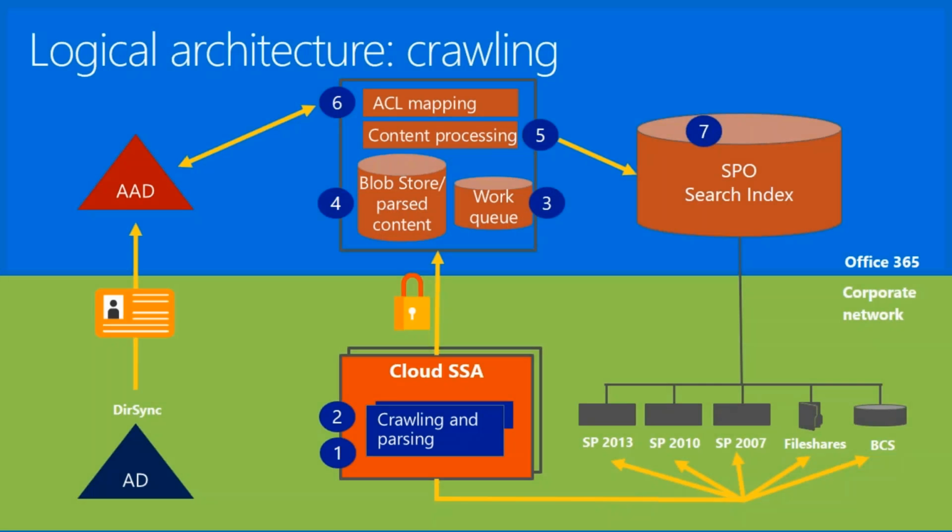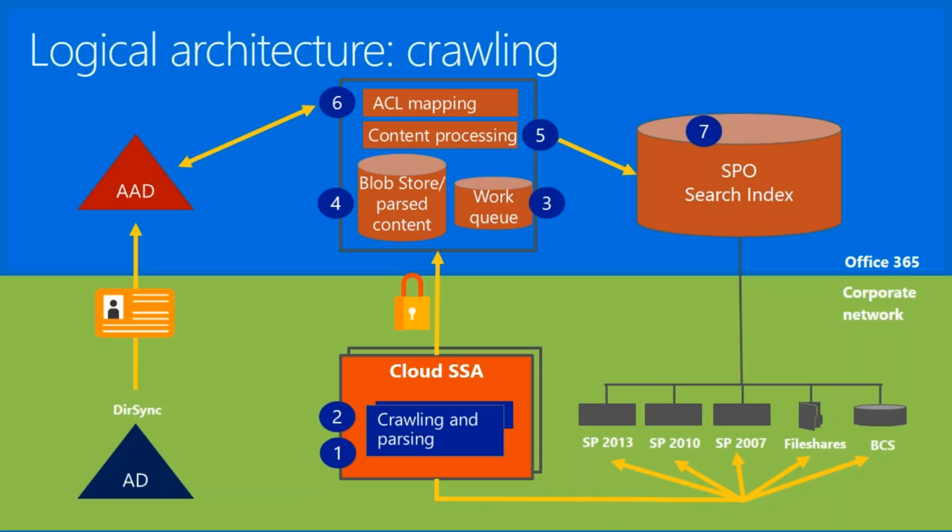The architecture of crawling, the SharePoint hybrid crawler, or what we call our cloud search service application, is that all of the crawling and parsing is done on-prem. You do need to have a crawl infrastructure set up so that you can crawl SharePoint 2013, SharePoint 2010, 2007, your file shares and BCS. But then what the crawler does is it wraps a package with those certificates. It secures that package and sends it up to a work queue in Azure. That work is then parsed into the blob store, and then content processing occurs in Office 365.